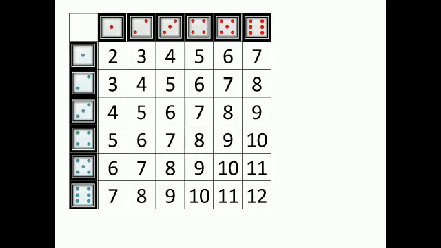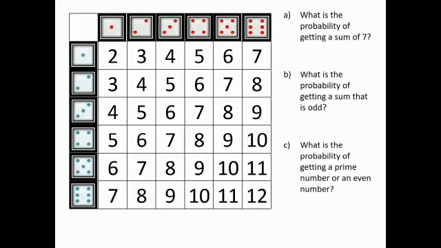So we have some questions to answer. The sample space diagram is ready. By adding the numbers, you got the diagram. Look at the questions. There are 3 questions we have to answer. What is the probability of getting the sum of 7?